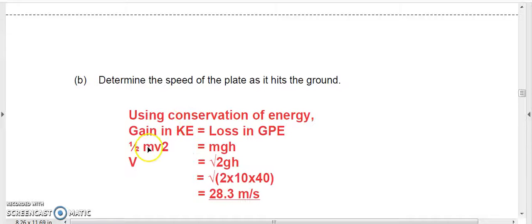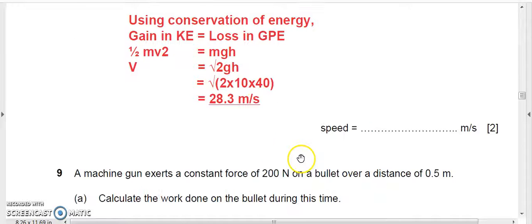Okay, determine the speed of the plate. Using conservation of energy, gain in kinetic energy equals loss in GPE. We covered this in class. Basically, just before it hits the ground, this is the half mv squared, which is the KE. Loss in GPE, so this is GPE. Based on this formula, you can cancel out mass, bring the 2 over to the other side, and then square root the whole thing. So you get square root of 2gh. That's it. 28.3 meters per second. So you realize I don't really need m over here, right?